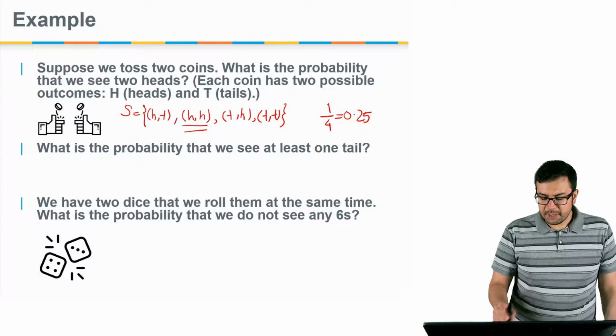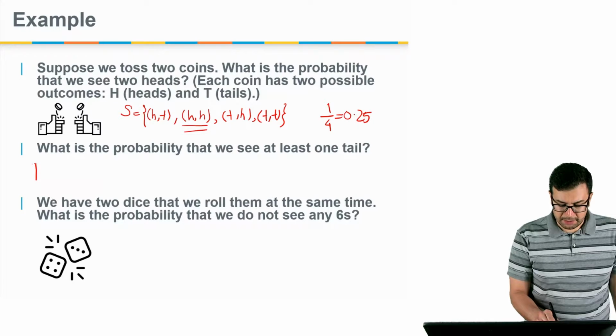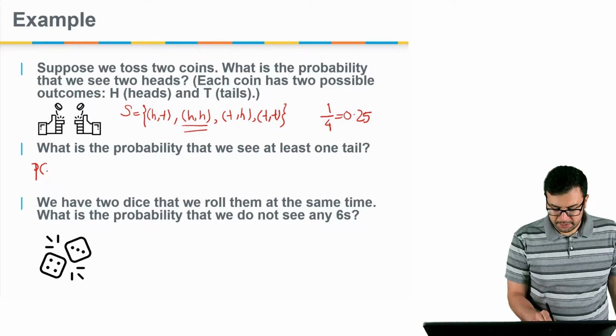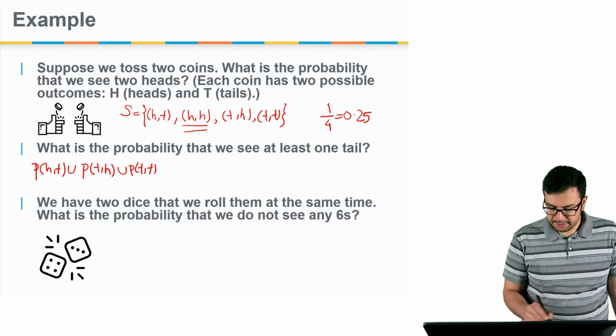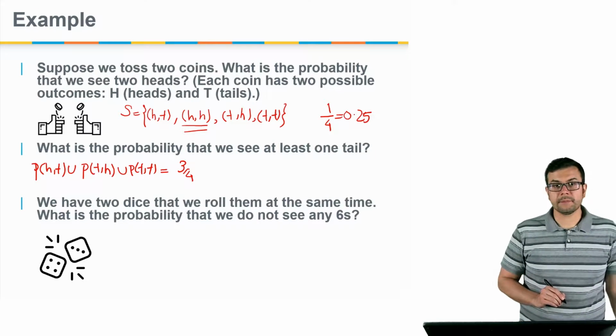What is the probability that we see at least one tail? Here, we are calculating the probability of heads and tail union tails and head union tails and tails, which is 3 over 4.